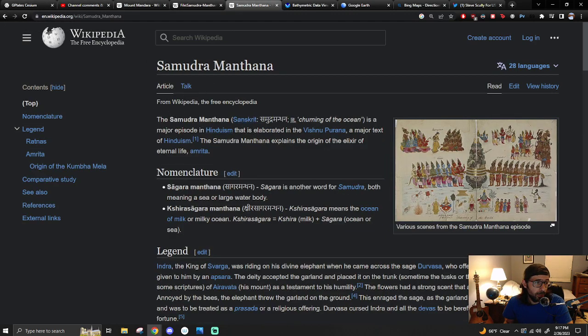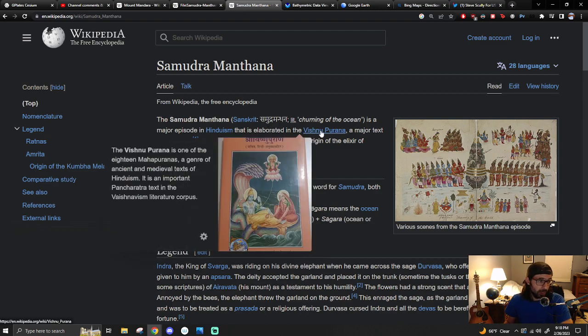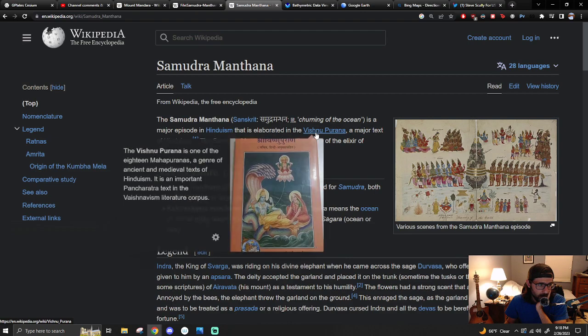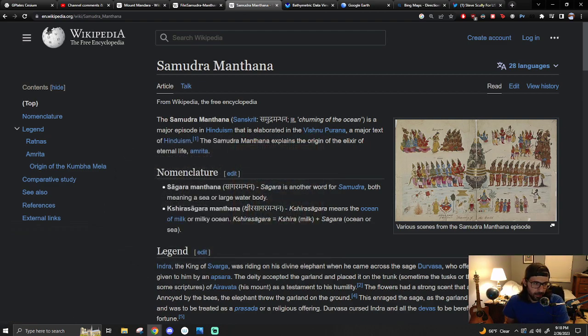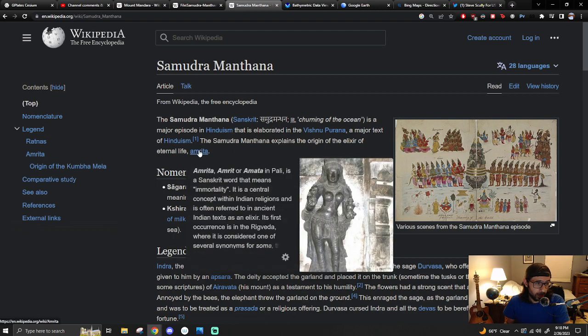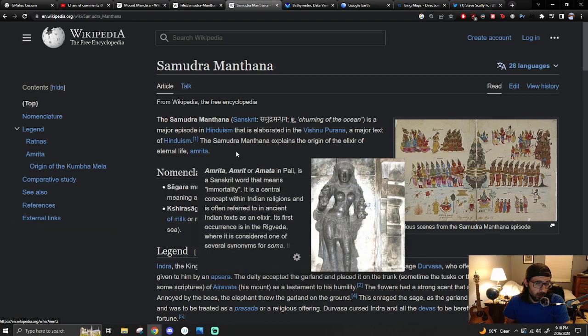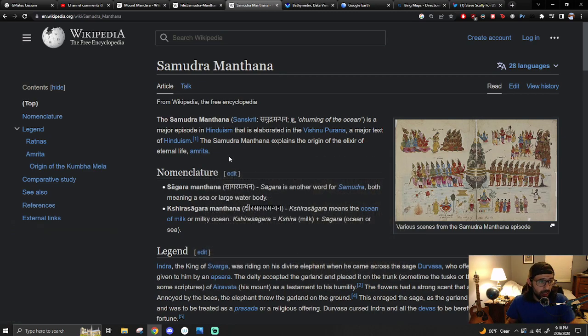The Samudra Manthana, churning of the ocean, is a major episode in Hinduism that is elaborated in the Vishnu Purana, which is one of the 18 Mahapuranas. The Samudra Manthana explains the origin of the elixir of eternal life, Amrita, of immortality. Nomenclature.